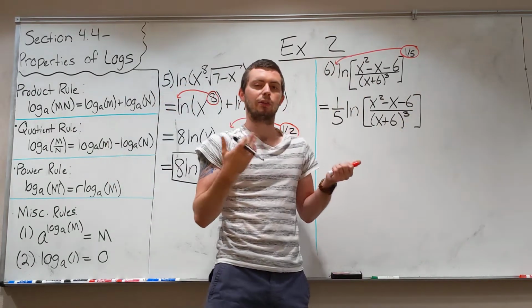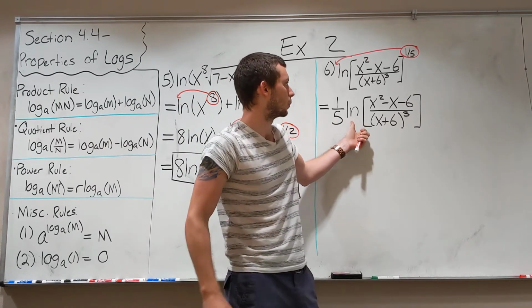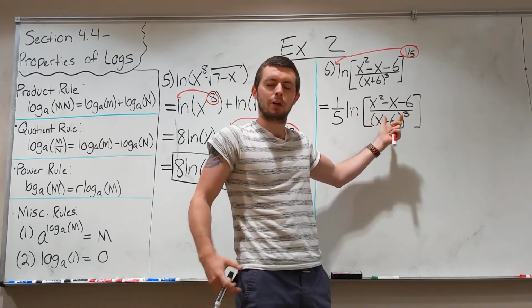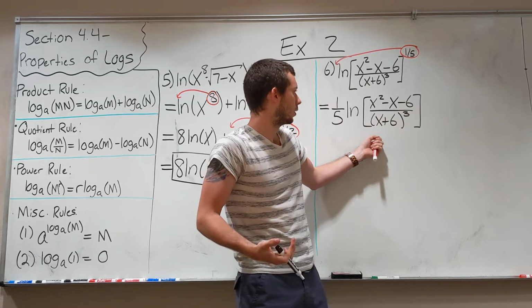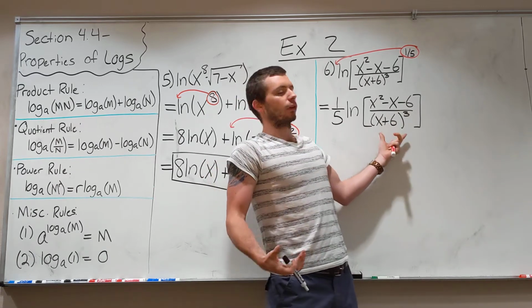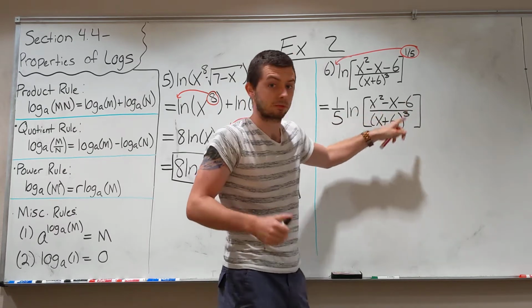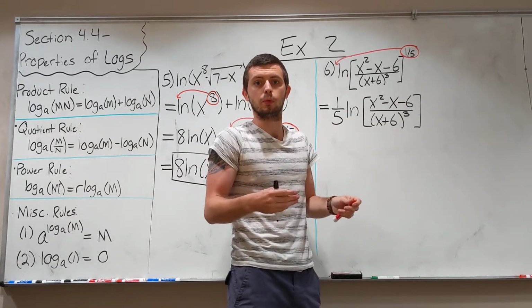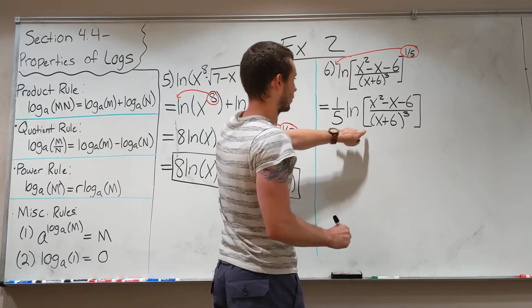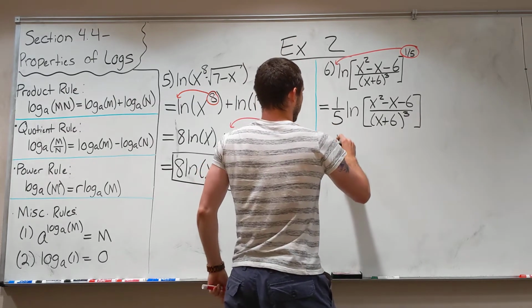Now we apply the same idea. Are we taking the natural log of an exponent, a product, or a fraction? It turns out here we're taking the natural log of a fraction. This whole thing in here is a fraction first, and all the other rules are within the fraction. So now we're going to use the quotient rule.